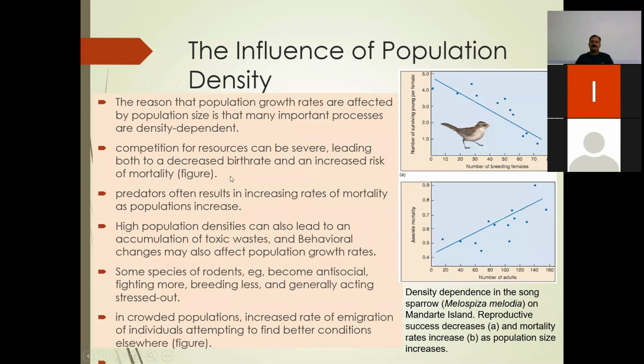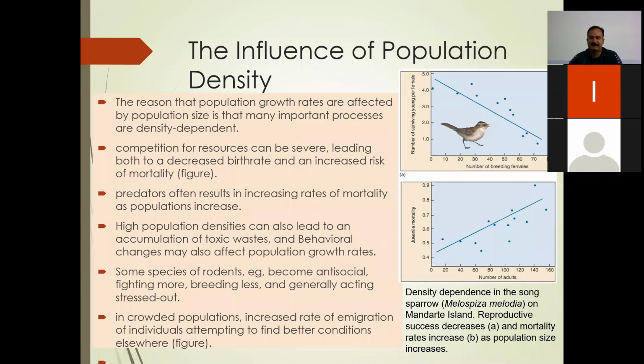Population growth rates are affected by the population size, and many important processes are density dependent. Then competition for resources may become severe, which leads to a reduced birth rate and an increased risk of mortality. And if there is more population, then what will happen? There will be a high mortality rate.